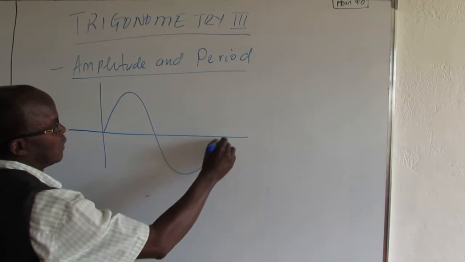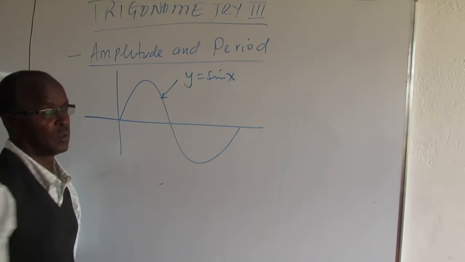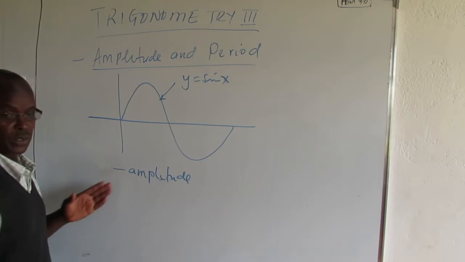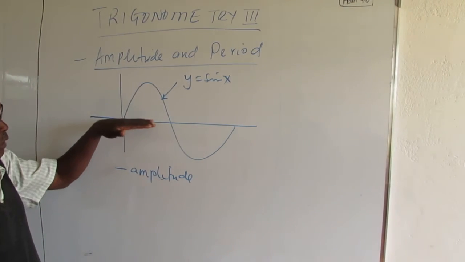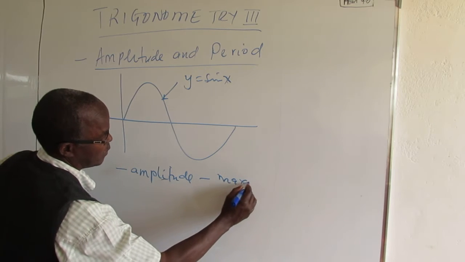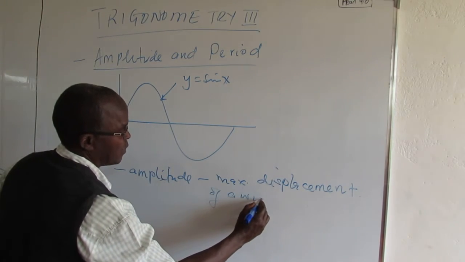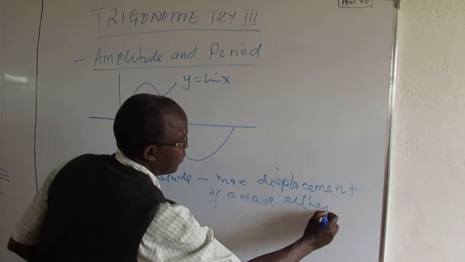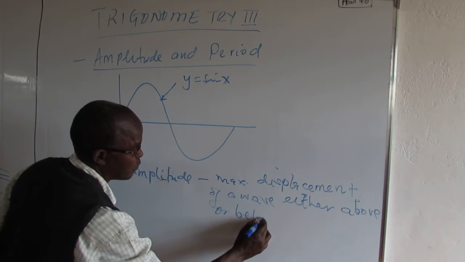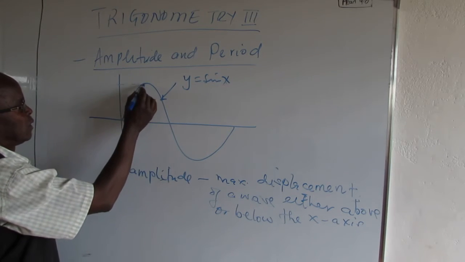So for example, I just draw y is equal to sine of theta or sine x. The amplitude will show the maximum displacement of a wave, either above the x-axis or below the x-axis. So you can have the amplitude that much or amplitude.